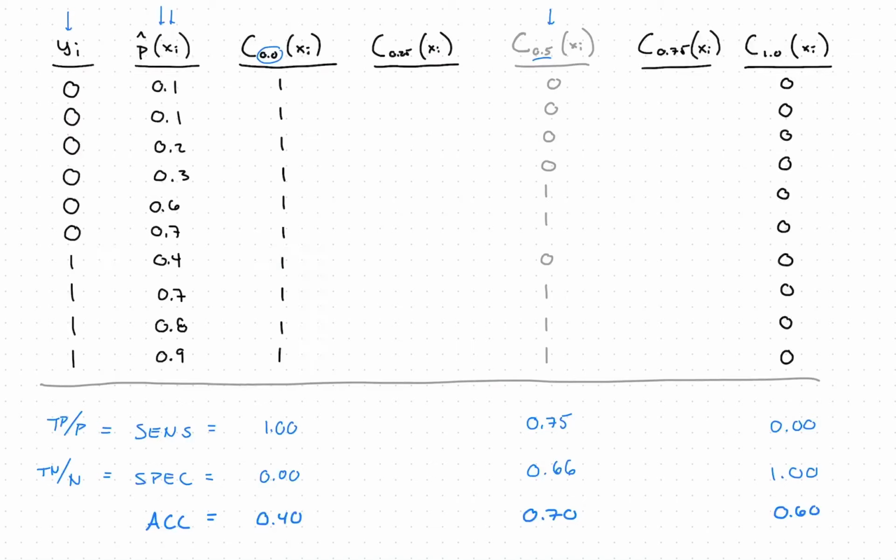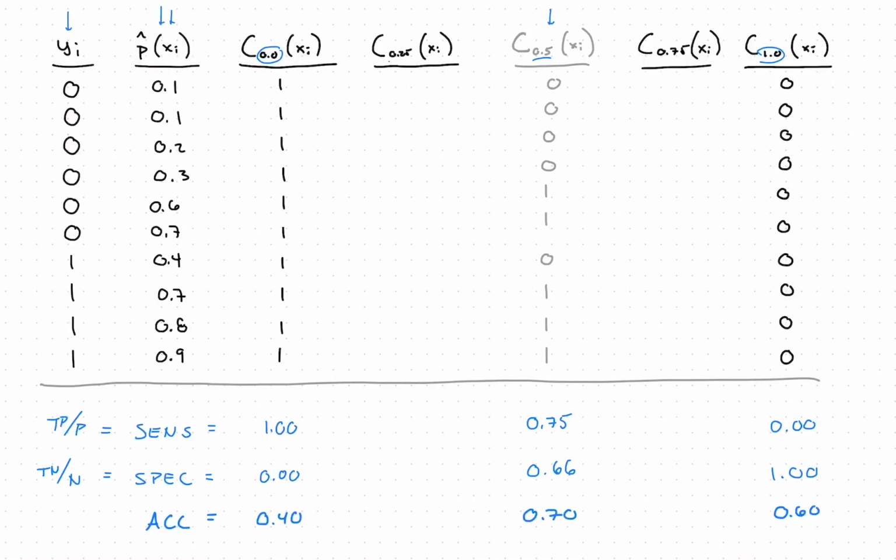Now on the other end of things, if we go to an alpha of 1, that means we're effectively classifying almost nothing unless we know for a fact it has a probability of 1 that Y equals 1. So our sensitivity tanks now because we misclassify all of the 1s, but our specificity is now perfect, and our accuracy, we got these right and these wrong, so 60%. What happens in the middle?